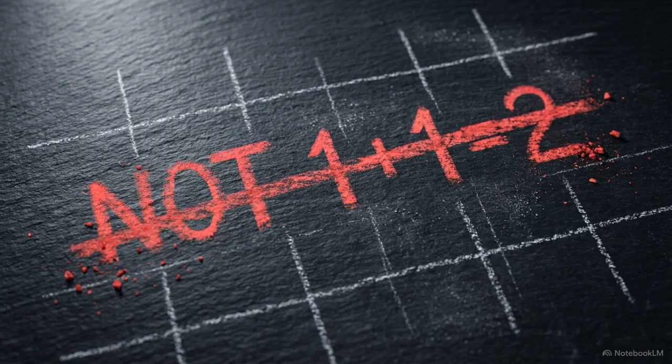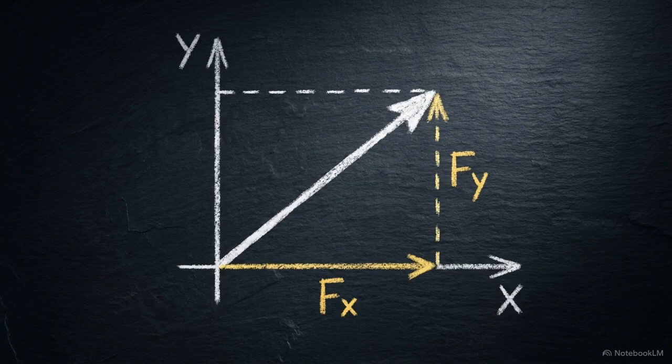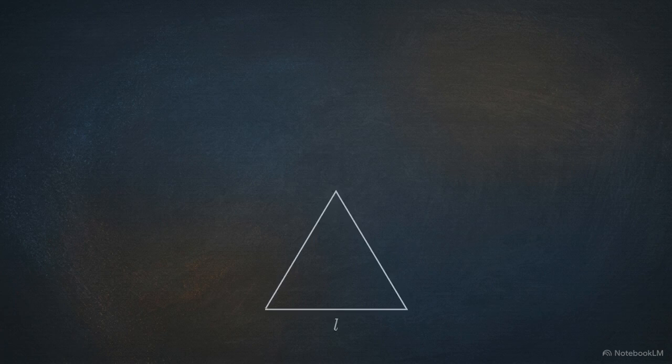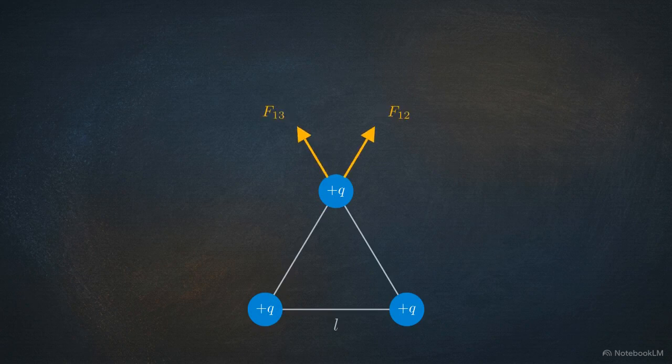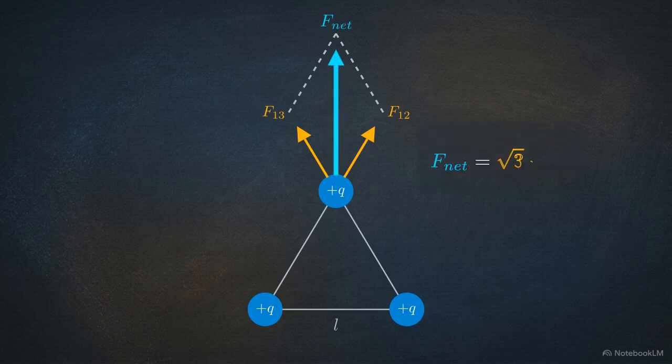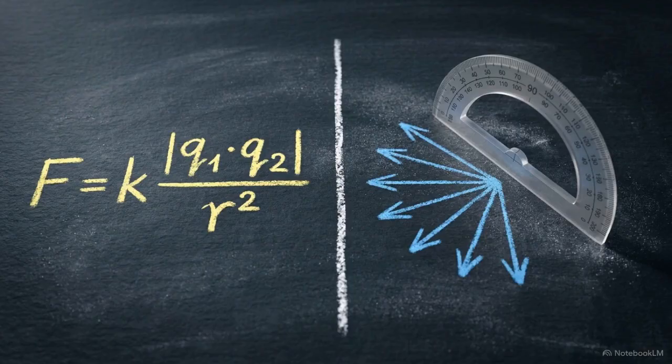Because these are vectors, you cannot use simple scalar addition. You must resolve the direction of each force before finding the total. For an equilateral triangle with identical positive charges, we analyze the top charge independently. The bottom left charge creates a repulsive vector up and right. The bottom right creates another up and left. By the parallelogram law, horizontal components cancel, leaving a vertical resultant force of √3 kq squared over L squared. Solving these problems requires the simultaneous application of Coulomb's law and precise geometric vector resolution.